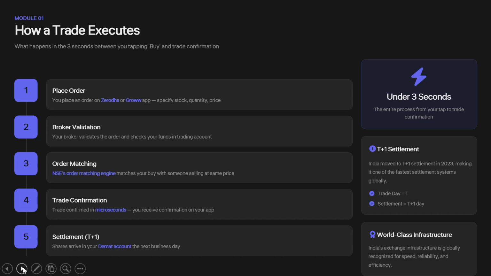Step 4 is the trade is confirmed in microseconds. Step 5. The shares arrive in your demat account the next business day. This is called T plus 1 settlement. The entire process from your tap to trade confirmation takes under 3 seconds. India's exchange infrastructure is world class.